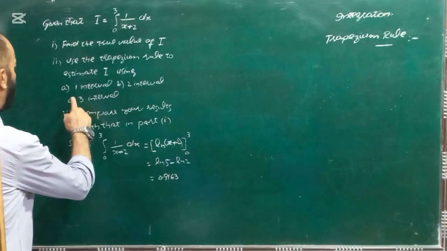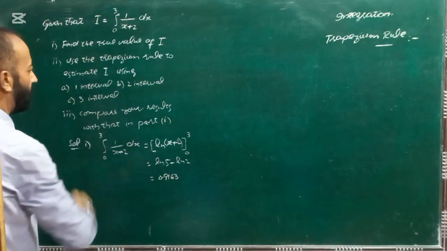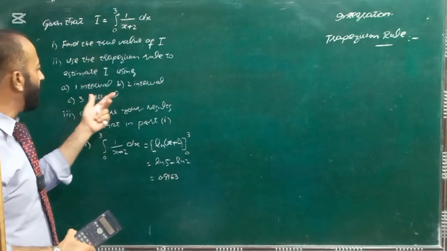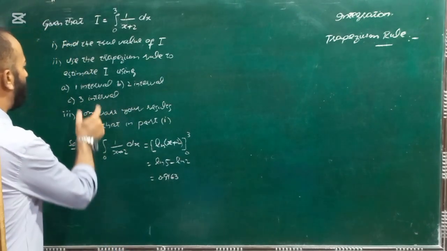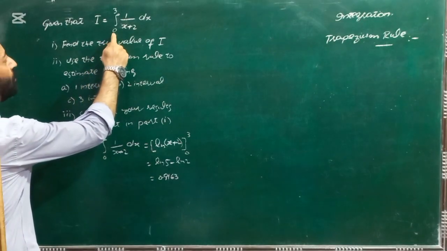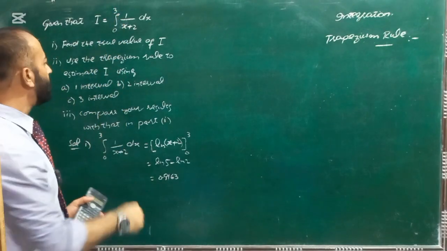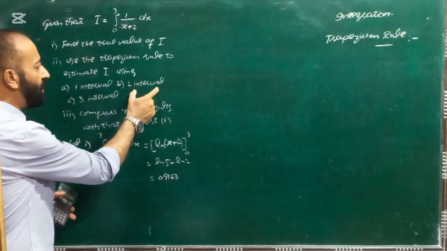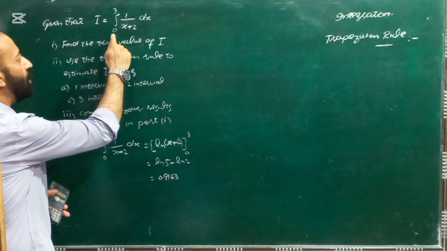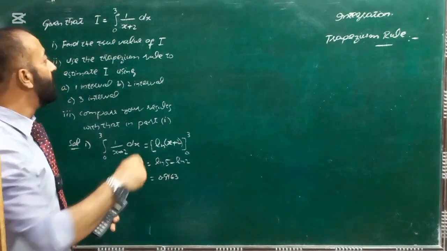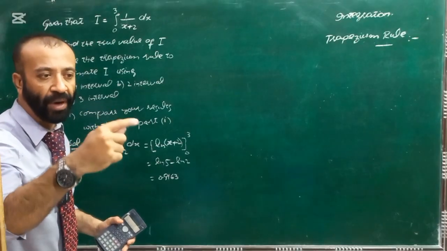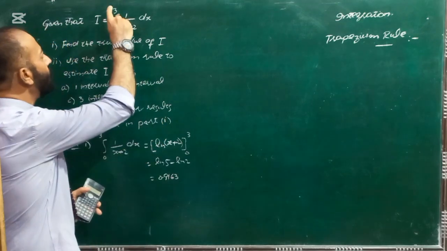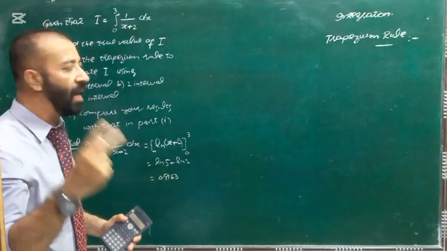Okay, now the second part is estimate I using one interval. So be very careful now. I'm going to tell you the method of intervals. What is the purpose of interval? One interval stands for you have to jump from lower to upper in one step, that is 0 to 3. But when two intervals are given, it means you have to go from lower to upper in two steps. So first you will go from 0 to 1.5 and then 1.5 to 3. So upper to lower limit will be divided into two equal halves.